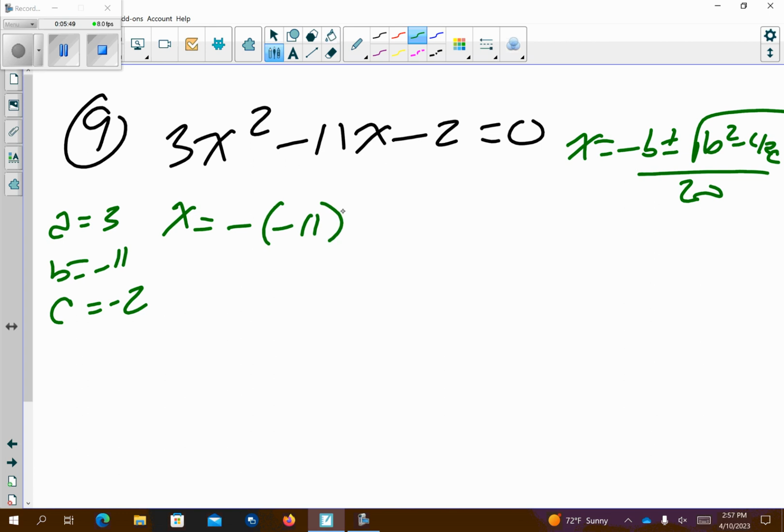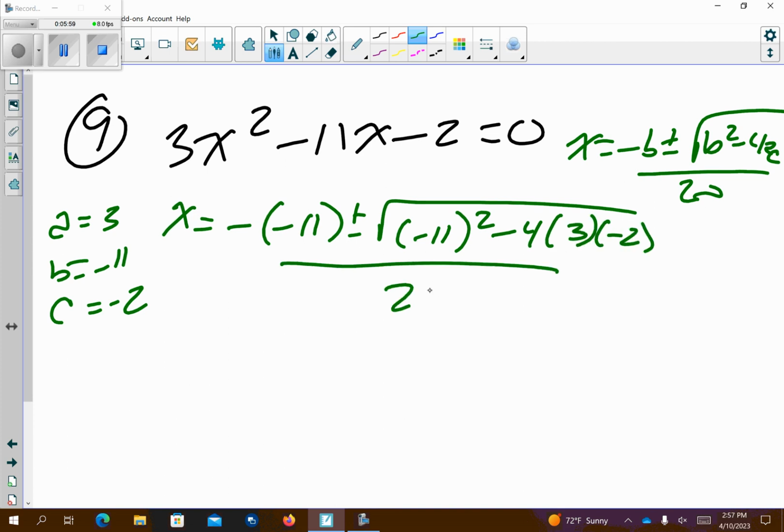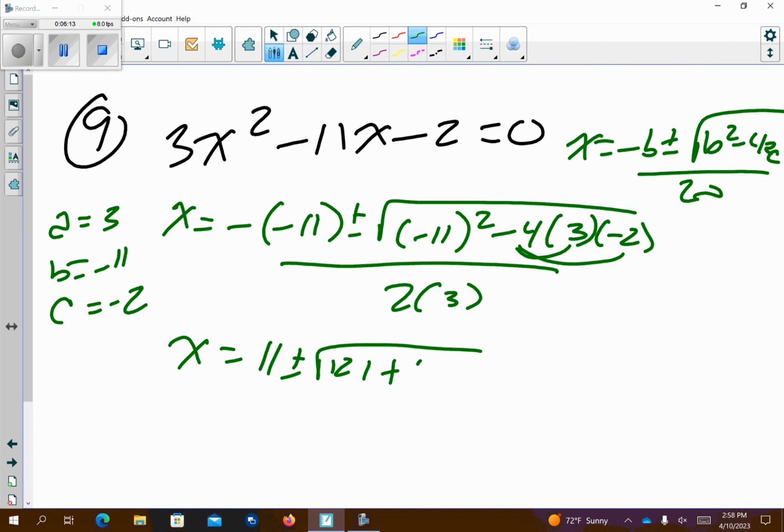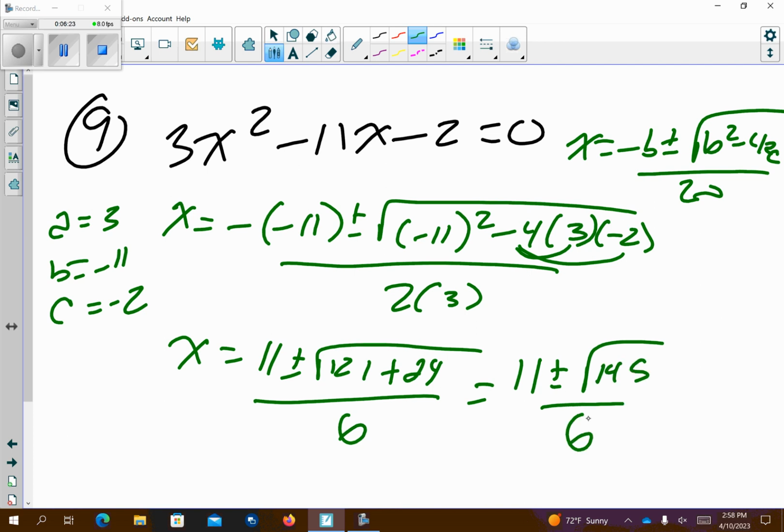I have negative 11 I'm plugging in, plus or minus the square root of negative 11 squared minus 4 times a times c, all divided by 2a. So x equals 11 plus or minus 11 squared. 11 times 11 is 121. Negative 4 times 3 is negative 12. Negative 12 times negative 2 is positive 24, over 6. So I get 11 plus or minus the square root of 145, I believe, over 6.